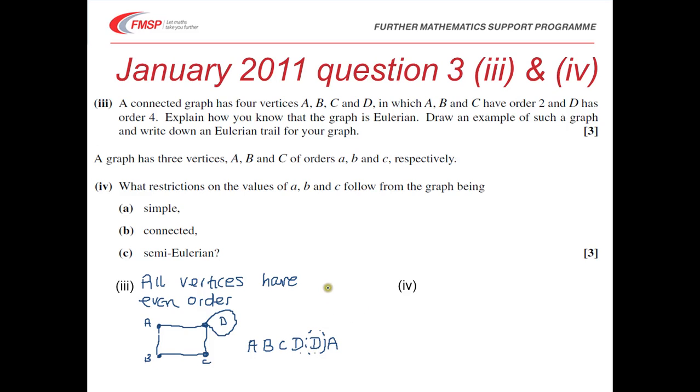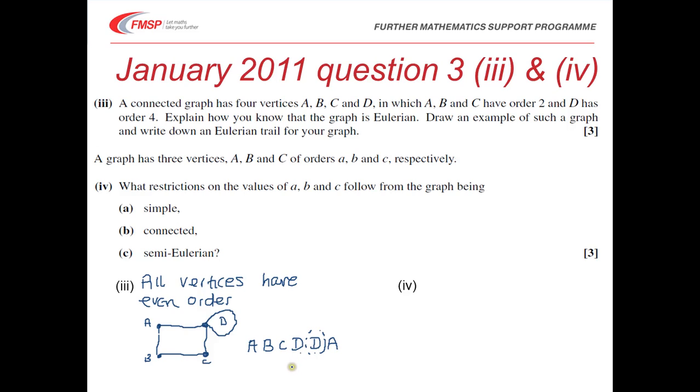So you've got 1 mark here for making the statement that all vertices have even order. You've got 1 mark for drawing a graph. Now your graph may not look like that, but it should be essentially the same. And then you've got 1 mark for writing down an Eulerian trail for your graph. So again, it may be slightly different from that.